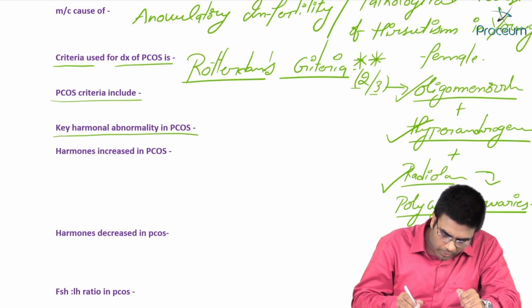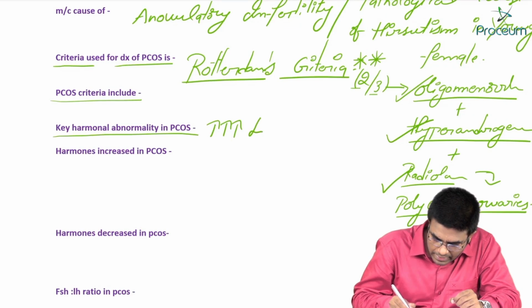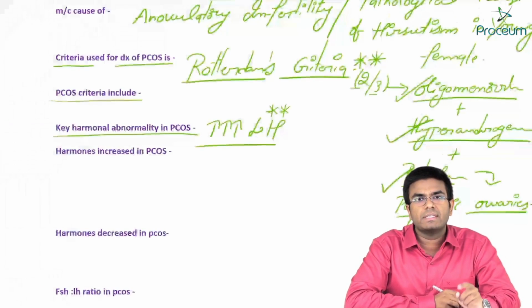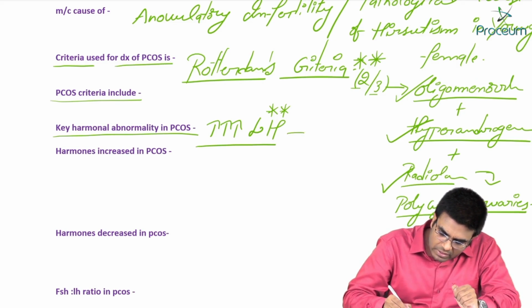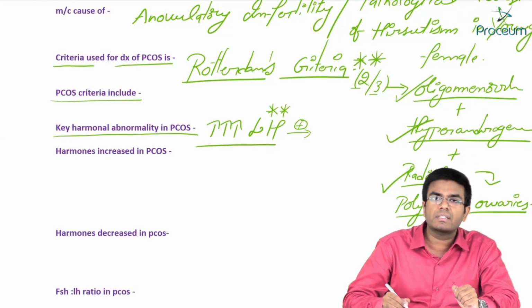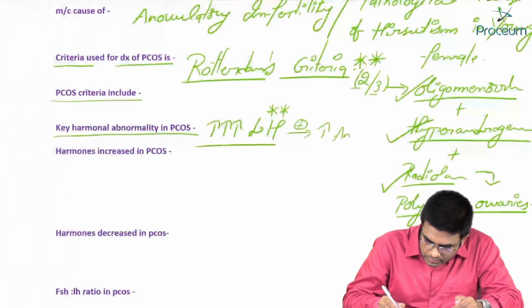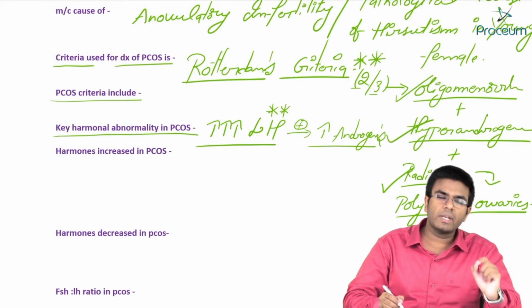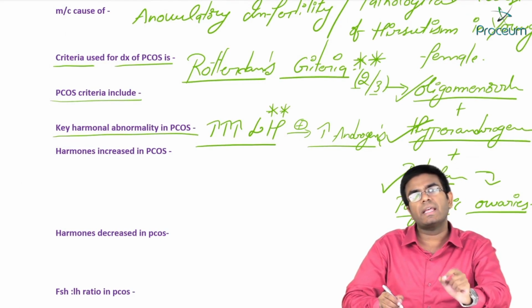Now, the key hormonal abnormality in PCOS is high levels of LH. This is the main important point. The key hormonal abnormality in PCOS is elevated levels of luteinizing hormone. These elevated levels of luteinizing hormone will stimulate the theca interna cells and cause increased levels of androgens. These androgens are the cause of hyperandrogenism. But one important point is, the main abnormality is elevated LH levels.